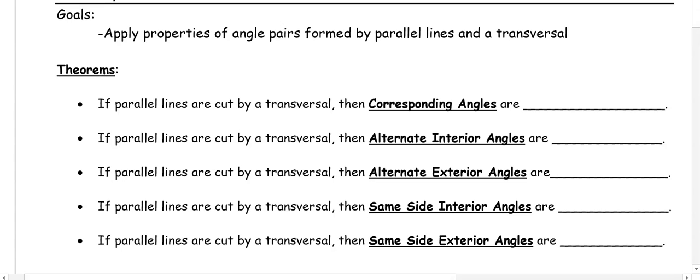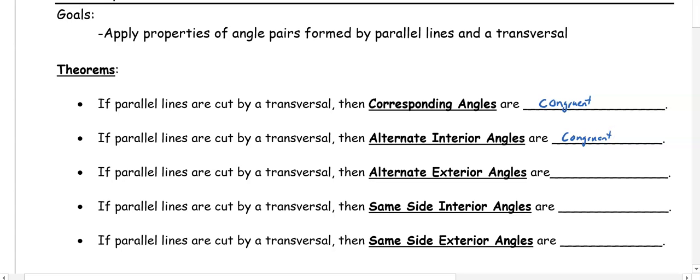This video is about applying properties of angle pairs formed by parallel lines and a transversal. So there's a couple of theorems that deal with our angle pairs we talked about yesterday. If parallel lines are cut by a transversal, then corresponding angles are congruent, which means they have the same measure. If parallel lines are cut by a transversal, then alternate interior angles are congruent.